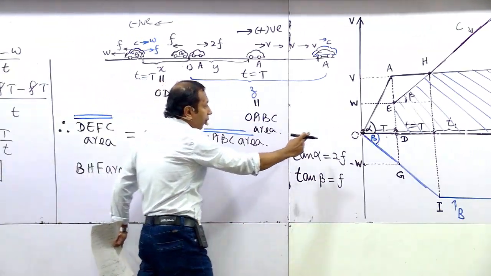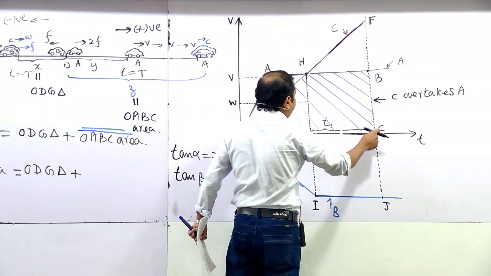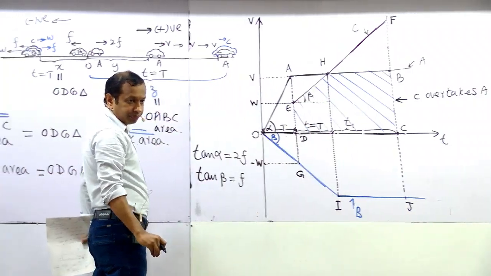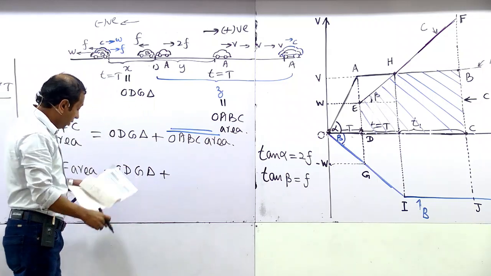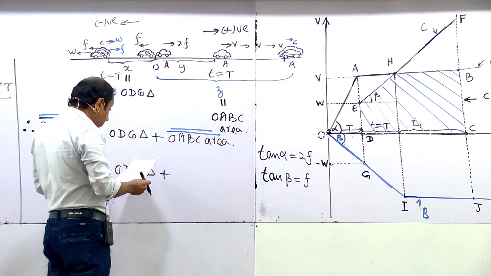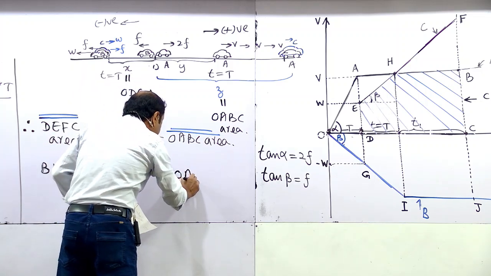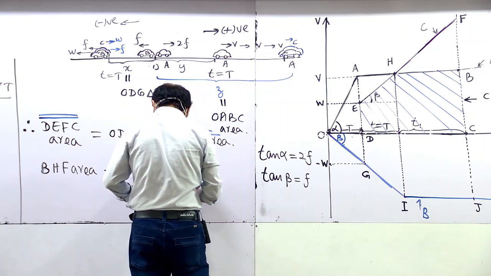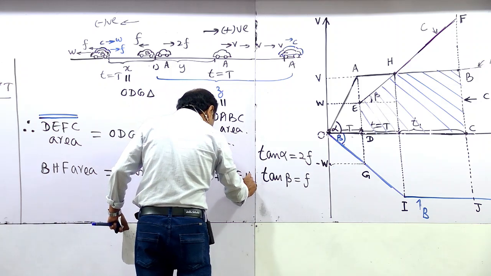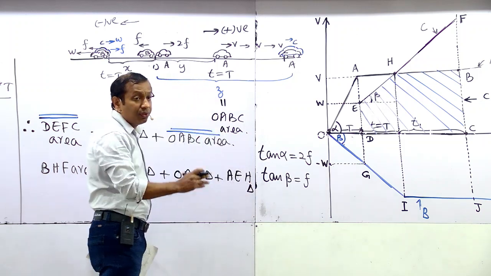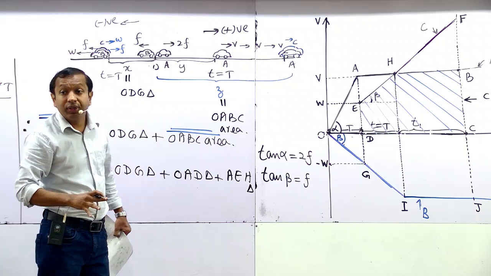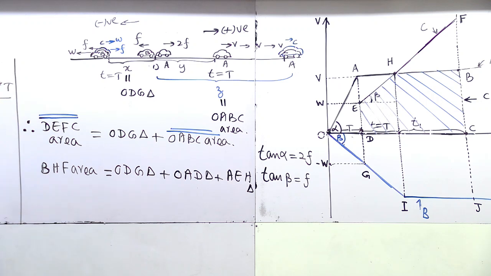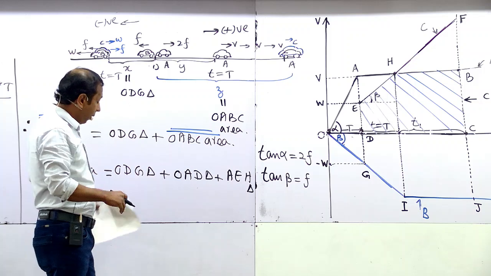From OABC, this part we remove. What is remaining now? This part and this part. That is the OAD area plus the AEH area, no? When you have a common area, people remove that common area and don't take it into account. Why? More calculations otherwise. Right. Now we will write the equations for this.